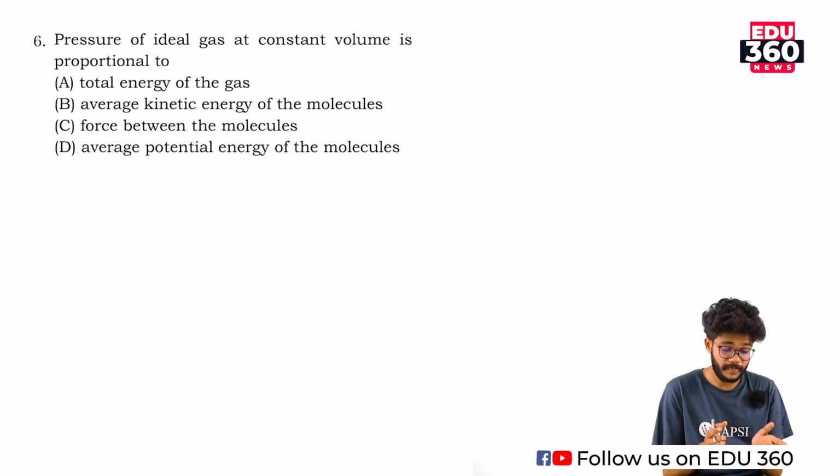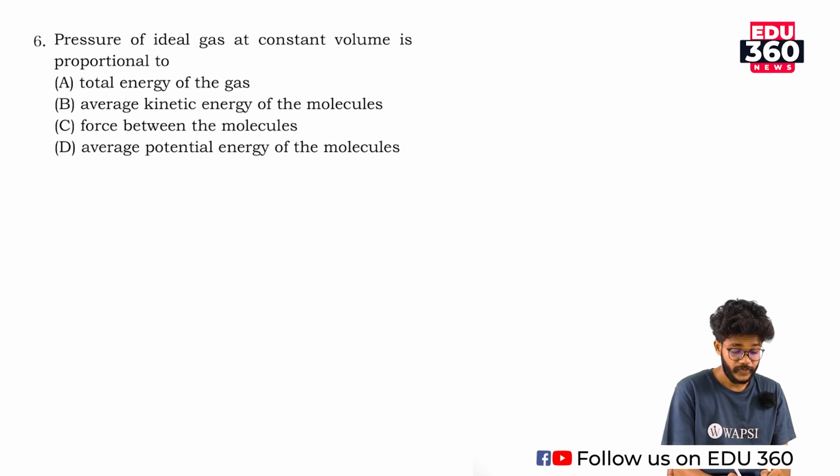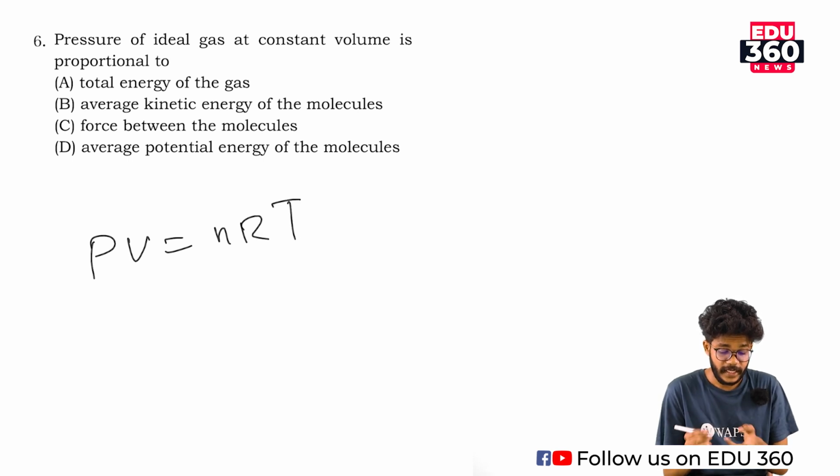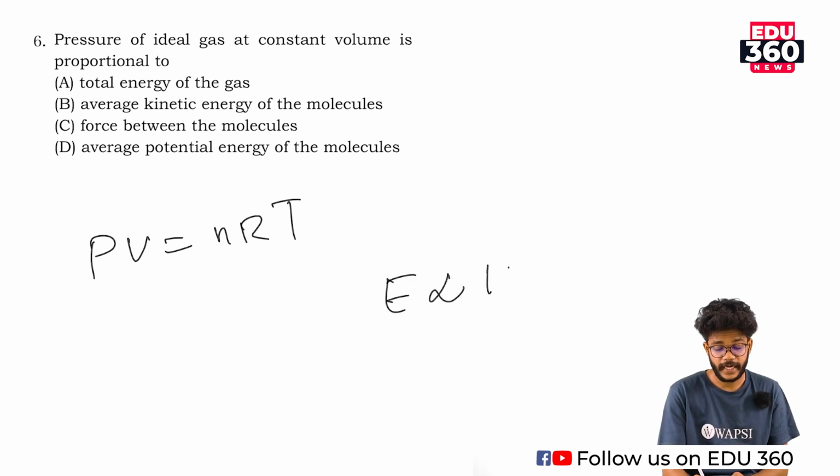So here, the pressure of an ideal gas. The ideal gas equation is PV equals nRT. Here we can see the RT. nRT is the component of energy in the gaseous state. So E is proportional to kT.